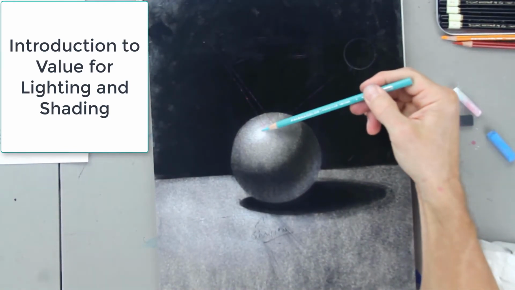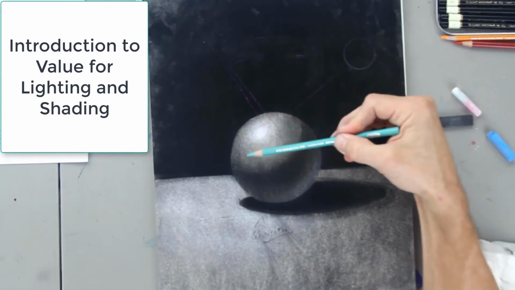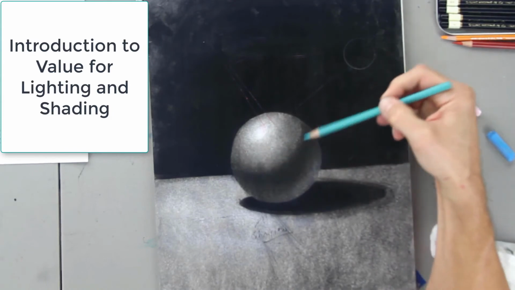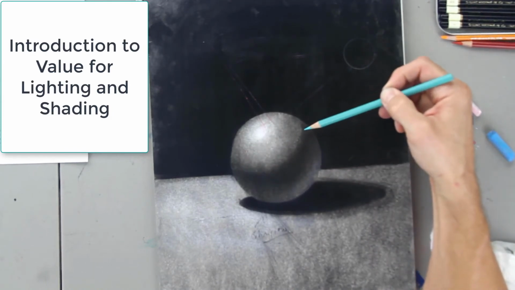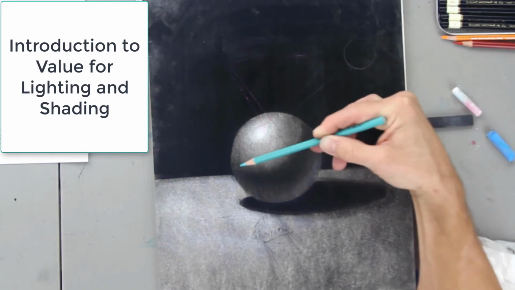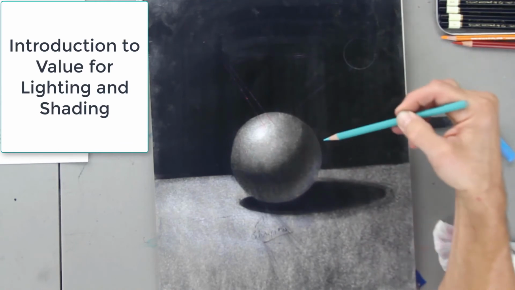We see we have our specular highlight, we have our highlight or diffused highlight. We pull into our midtone, dark midtone. Here we have our core, or terminator as I like to call it. Here is our little bit of reflective light. And of course all of this lives in the form shadow.